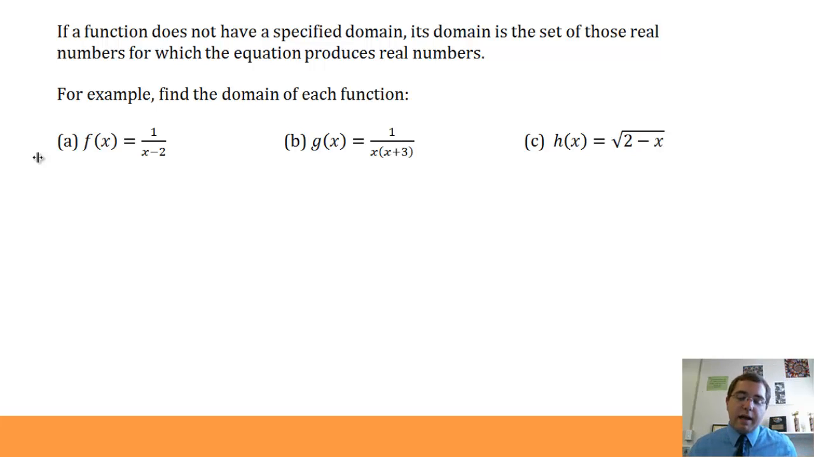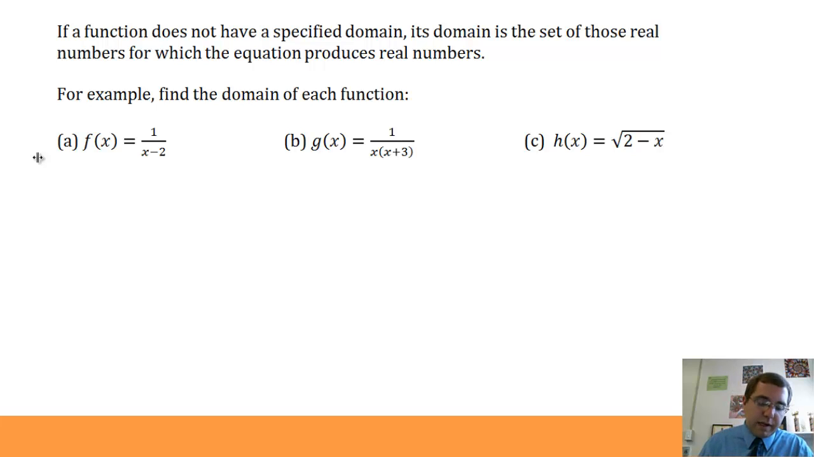If a function does not have a specified domain, so if we're not told what the domain is, its domain is the set of all those real numbers for which the equation produces real numbers. So everything that we can plug in and get something out of is in our domain. So for example, find the domain of each function.